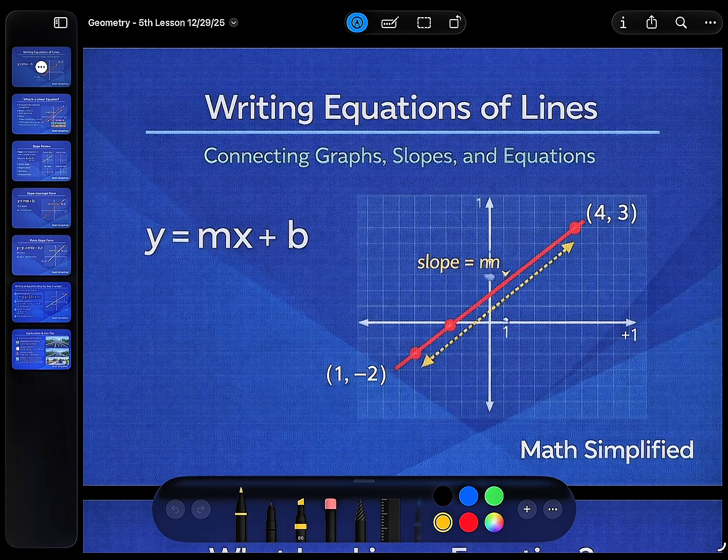Today we'll be working on the 5th lesson of geometry, which is writing equations of lines, learning things such as connecting graphs, slopes, and equations. Slope is really important for this lesson, so pay attention to this.